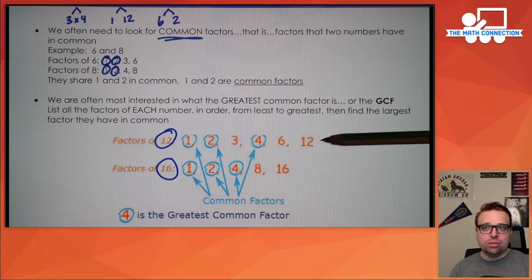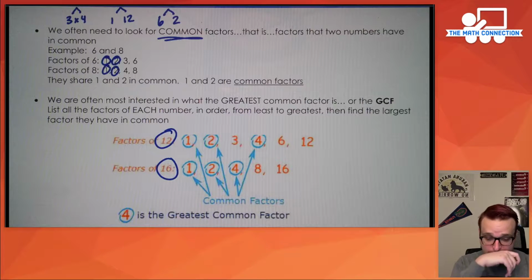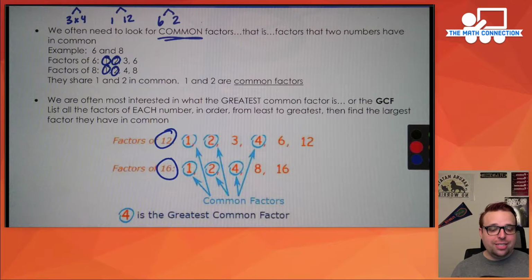They don't have 12 or 16 in common, okay? What I'm looking for is the largest of those common factors, and that is what the GCF is, the greatest common factor. You are going to hear GCF so many times from now on, it's going to make your head hurt. GCF is greatest common factor.